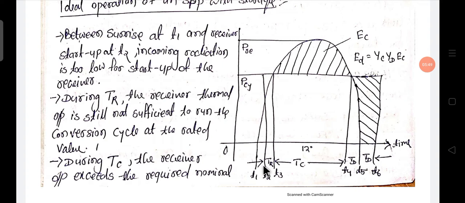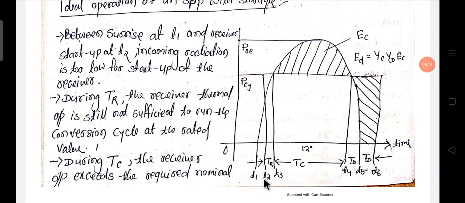During TR, that means from T2 to T3, the receiver thermal output is still not sufficient to run the conversion cycle at the rated value. In TR time, the receiver thermal output is still small, not sufficient to run the power plant or the conversion cycle.